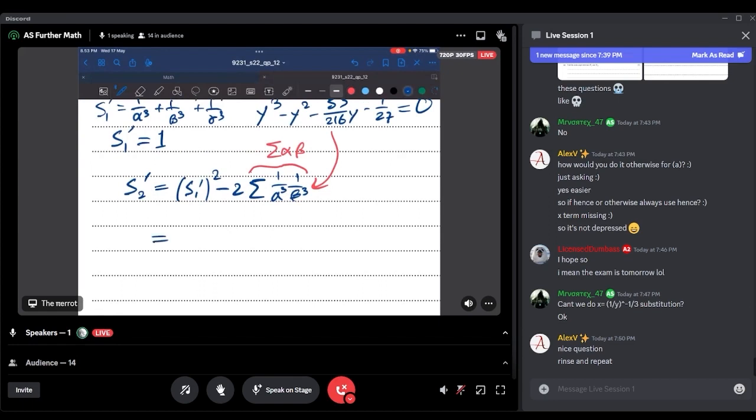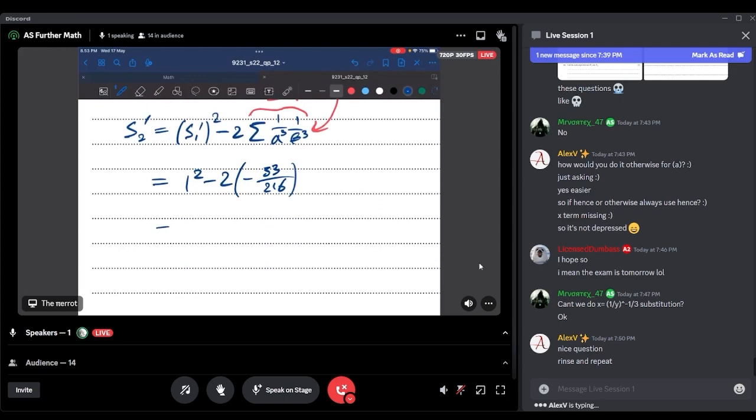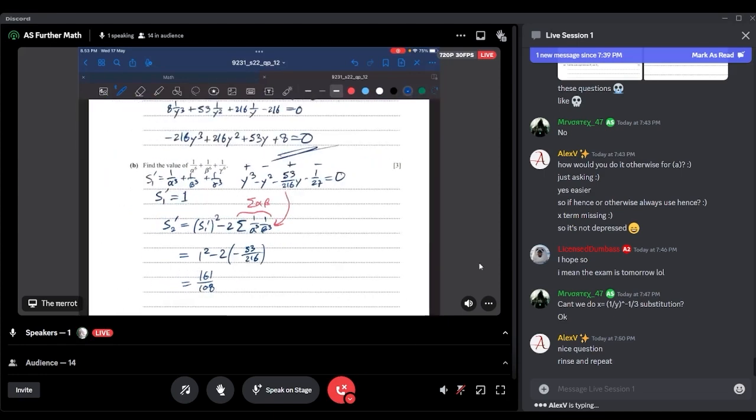And yeah, simplify. 1 squared minus 2 times negative 53 over 216, like this. Very ugly number. And if you simplify it, of course, you can use your calculator. You get 161 over 108. Okay? 3 marks and 3 marks.